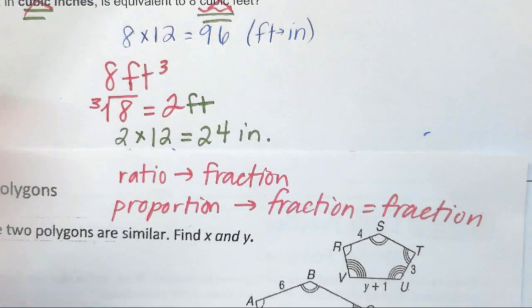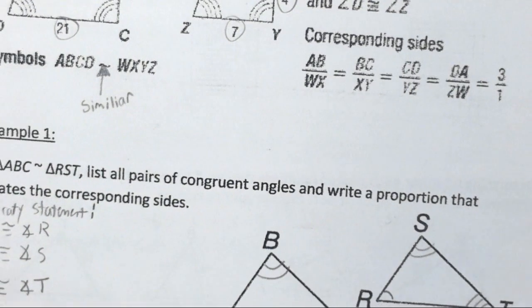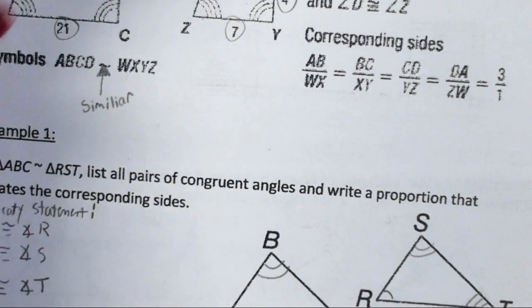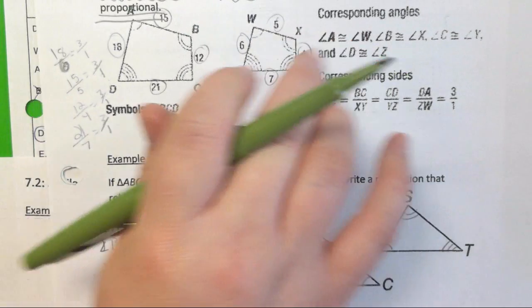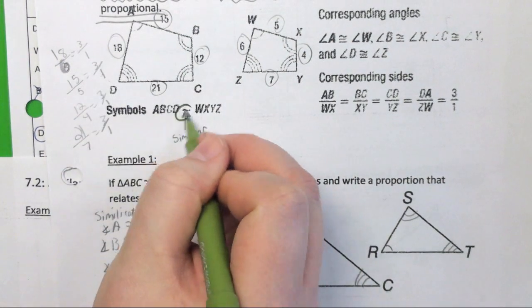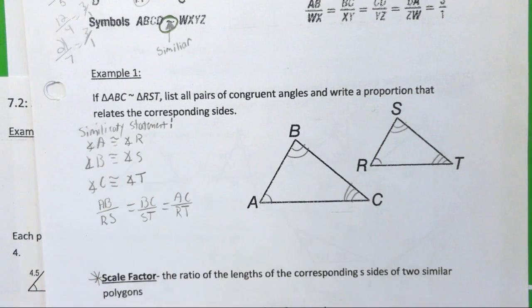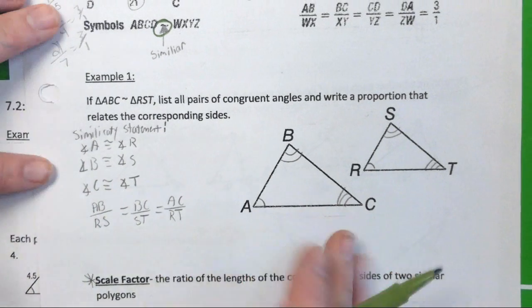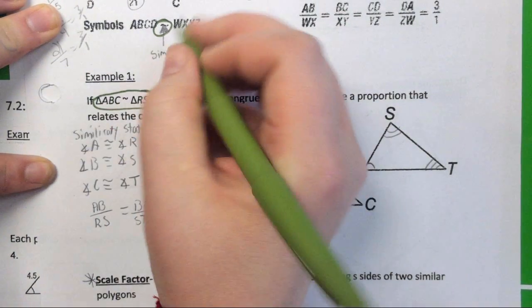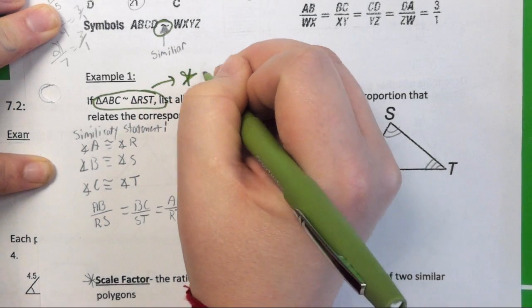Ellie, just give me your notes for a second. Okay. So everything with that was great, and everything yesterday with similar polygons was great. There's no way I could have messed that up. That's still the similar symbol for similarity, the little squiggle. We still write a similarity statement, which looks like this. That is what I would call a similarity statement.